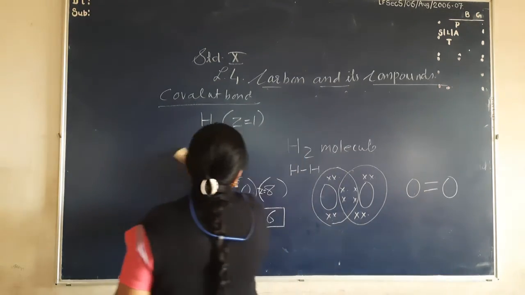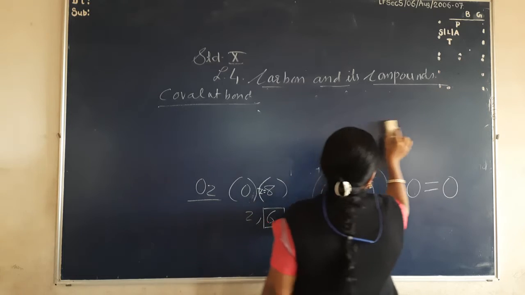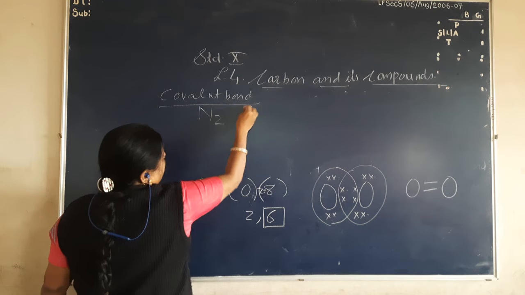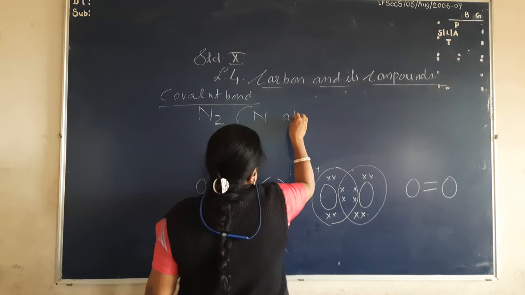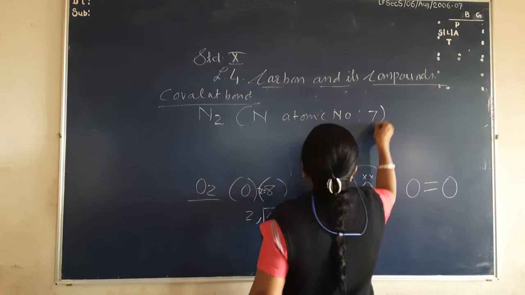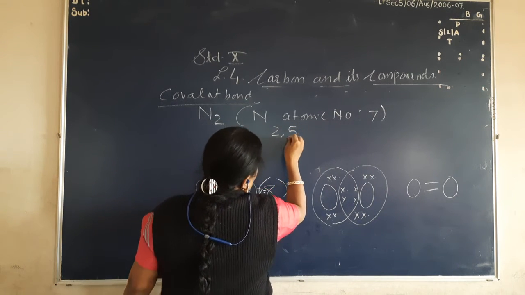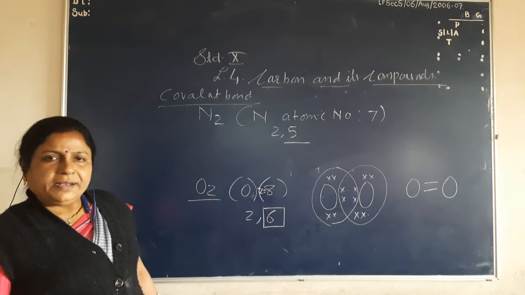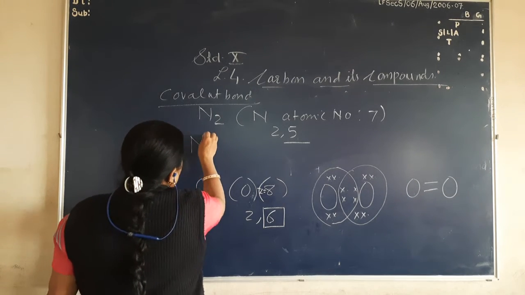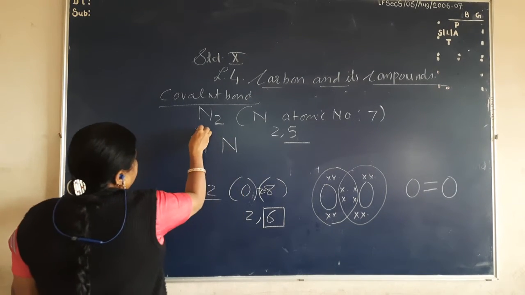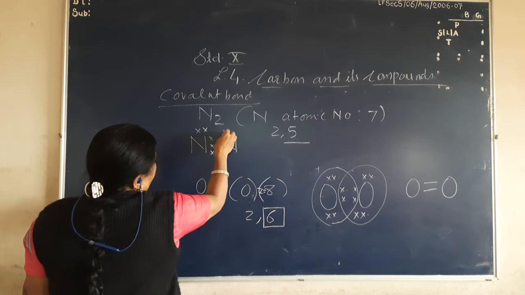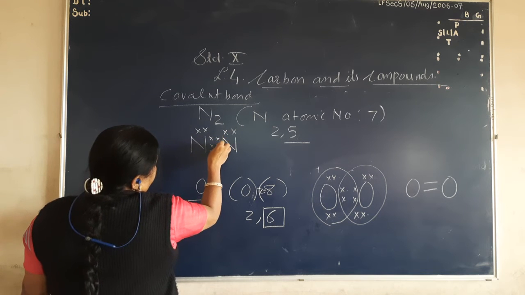Third one, I will show you the triple covalent bond, that is nitrogen and nitrogen. Nitrogen's atomic number is 7, so 2, 5. How many electrons does it need in the outermost orbit? 8 electrons. How much is it deficient by? 3 electrons. So they two will talk to each other and form 1 electron, 2 electron, 3, 4, 5. First nitrogen, second nitrogen, 1, 2, 3, 4, 5.